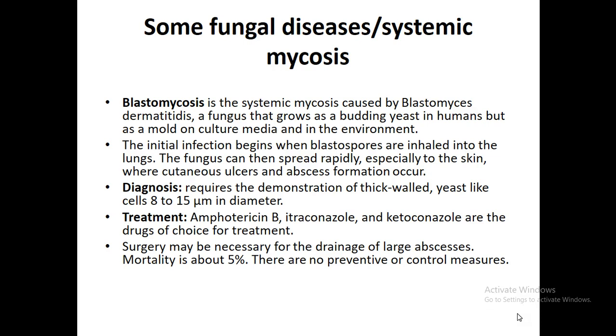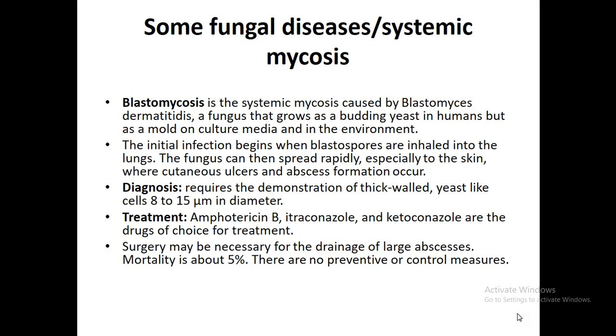Blastomycosis is the systemic mycosis that is caused by Blastomyces dermatitidis, a fungus that grows as a budding yeast in humans, but it can be grown as a mold in culture media in the environment. It is found in moist soil which is enriched with decomposing organic debris, and it is endemic in parts of south central, southeastern, and midwestern United States. The initial infection begins when the blastospores are inhaled into the lungs, and then the fungus can spread rapidly, especially to the skin, where cutaneous ulcers and abscess formation occurs.